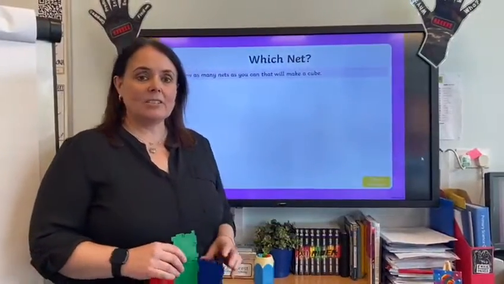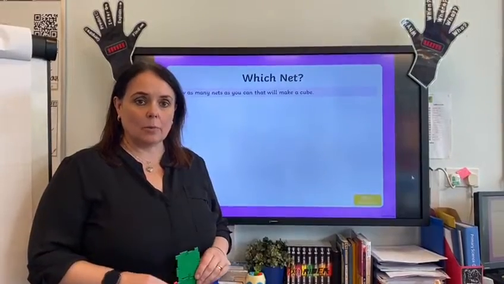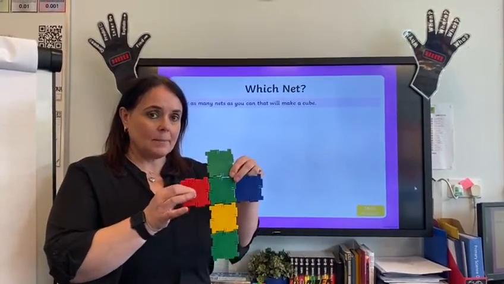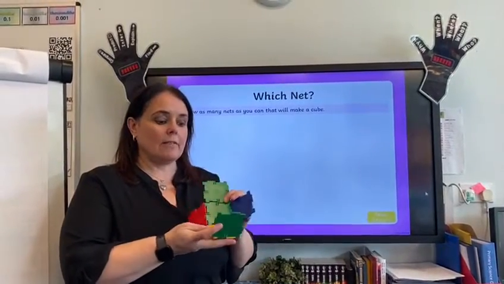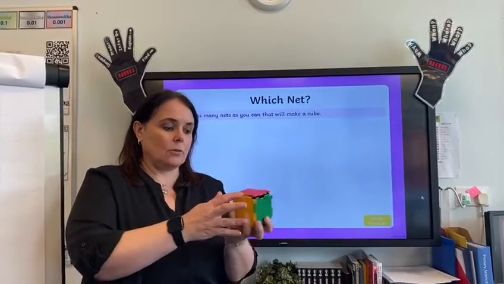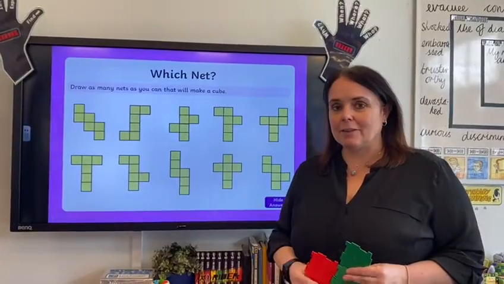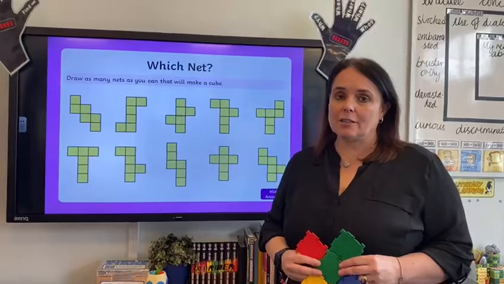So the next thing we'd like you to do is try and find as many ways as you can of making a cube. Now, to make a net of a cube, you will need 6 squares. You can put them in different positions, but you must ensure that when it eventually folds together, it makes a 3D cube. So here's some examples. Hopefully you've come up with some of those. Why not try making some nets up using other shapes?